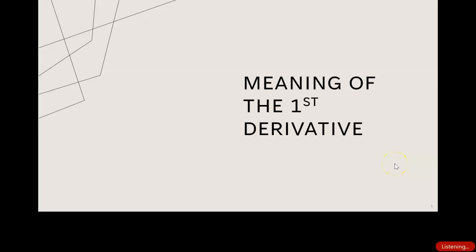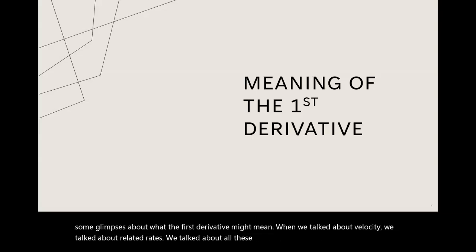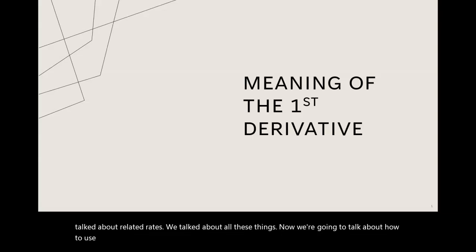Hey there, we're back with a video about the meaning of the first derivative. We've gotten some glimpses about what the first derivative might mean when we talked about velocity, we talked about related rates, we talked about all these things. Now we're going to talk about how to use a derivative to analyze what a function looks like.